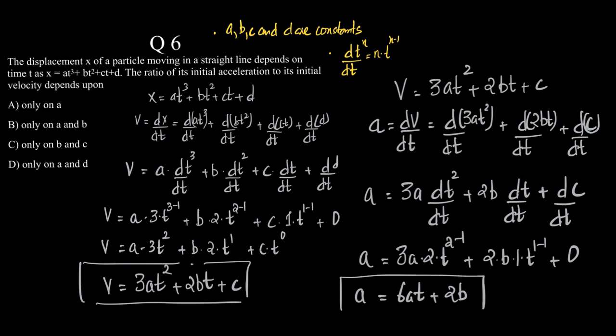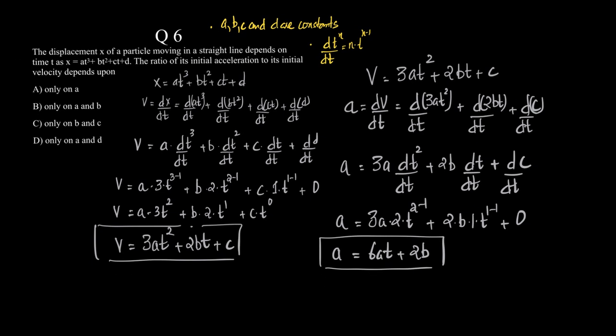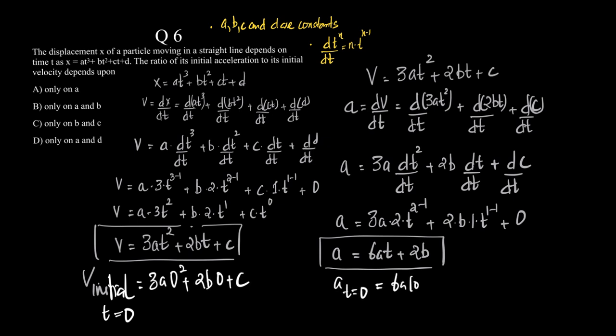So this is what we have, the expressions for a and b. Now the question is not to find the expression for v and a. It is to find out the ratio of initial acceleration and initial velocity. So v initial will be equal to v at t equals 0, which means 3a into 0 plus 2b into 0 plus c, and acceleration at t equals 0 will be equal to 6a into 0 plus 2b.